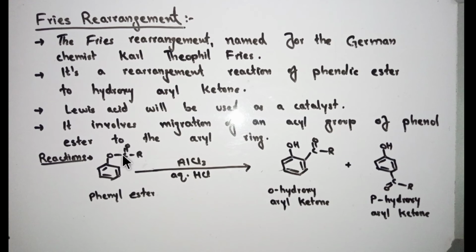This acyl group, from this C to OR, will be shifted, migrating from this position to the aryl ring. Either this acyl group will shift to the ortho position, or it will shift to the para position, but never to the meta position. I hope this point will be clear. Let's do the mechanism.